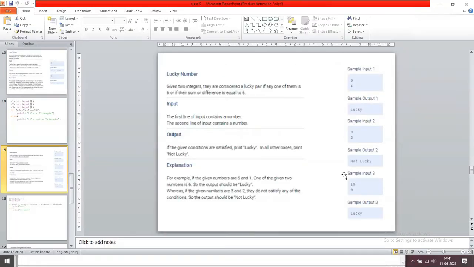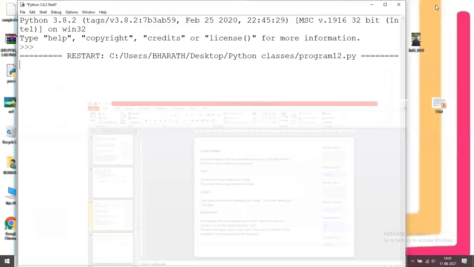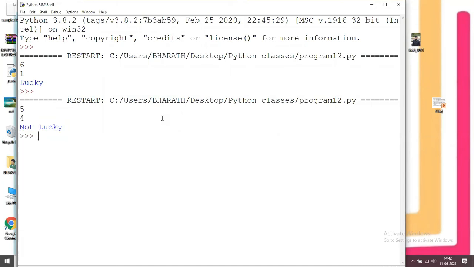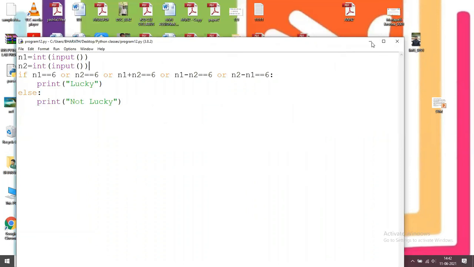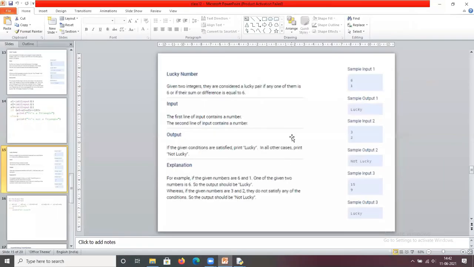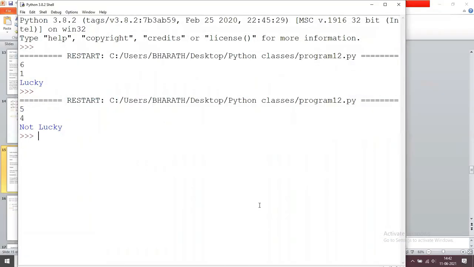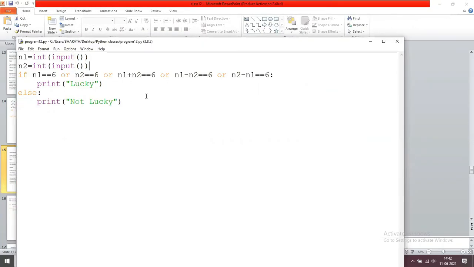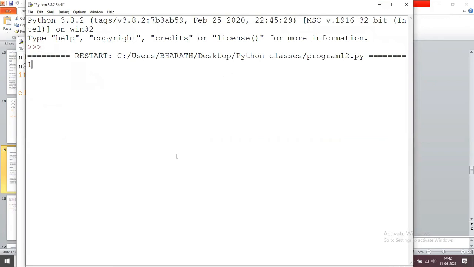Okay, so we are going to give 6 1 as input. 6 1, it is a lucky pair. If I give 5 4, 5 4, so not lucky. So if I give 15 9, 15 9, now it prints lucky.